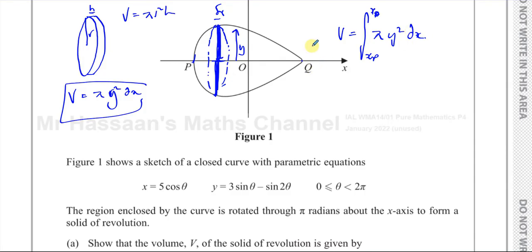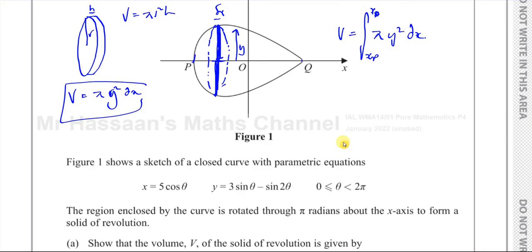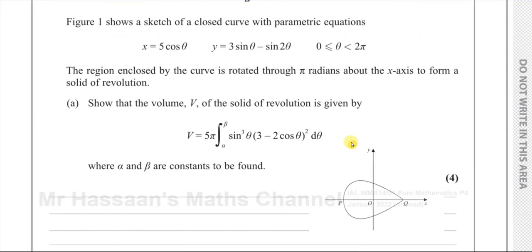Now the thing is, we have everything in terms of theta here. We have x equals 5 cosine theta and y equals 3 sine theta minus sine 2 theta. So we've got to deal with this parametrically. So I've got to have things in terms of theta. So let's set this up. As I mentioned, we've got to show that this is what we get when we try to find the volume of revolution. We're going to get this integral here. So let's start dealing with this.